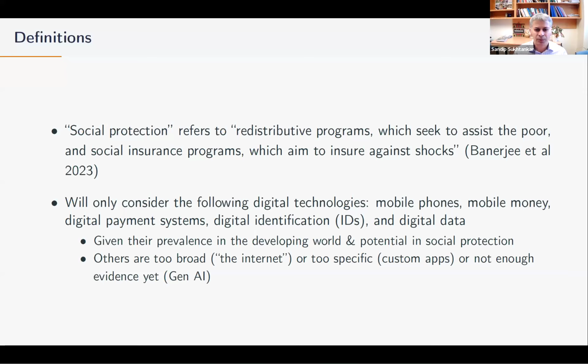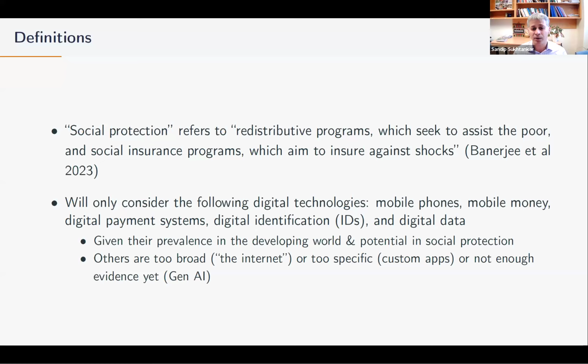So that's pretty straightforward. Perhaps a little more contentious for some people will be my choice of what to focus on. Digital technology is everywhere. Again, you could talk about Zoom, right? But we're not going to talk about Zoom. What we're going to talk about is specifically mobile phones, mobile money, digital payment systems, digital ID systems, and digital data. And why do we want this restriction?